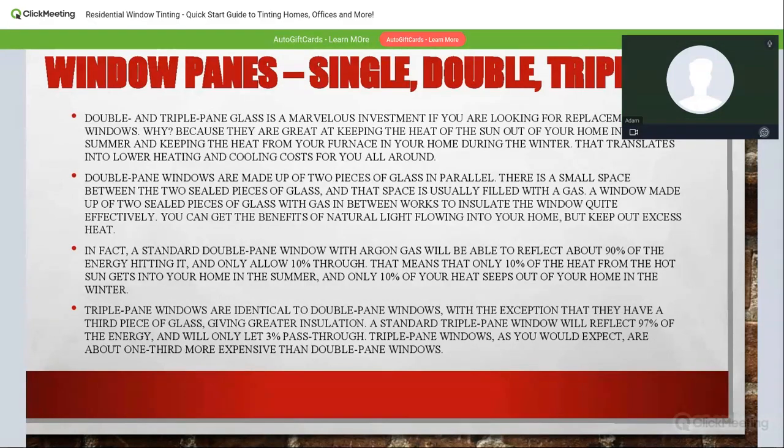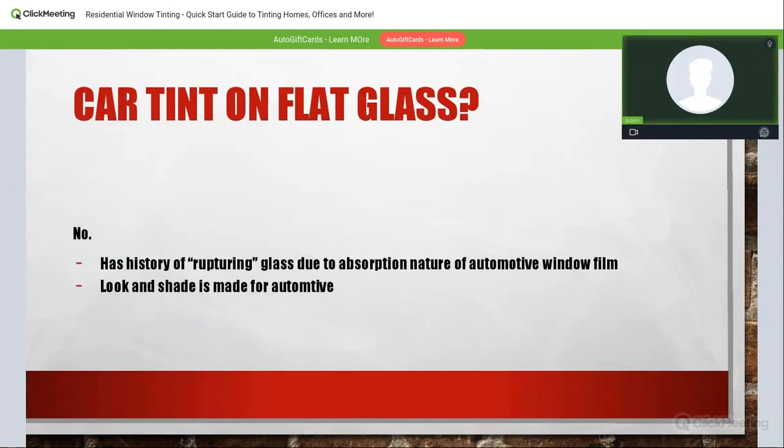So we're talking about a couple of different points. First is the low E coating on the actual window. We have double and triple pane glass, which is a marvelous investment if you're looking for replacement windows, because they are great at keeping the heat of the sun out of your home. Double pane windows are made up of two pieces of glass parallel, with a small space between them, a sealed unit. That space is usually filled with gas. A window made up of two pieces of glass with a gas between them works to insulate the house quite nicely and effectively.